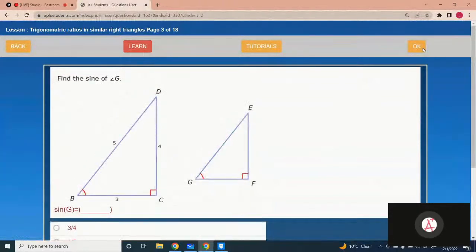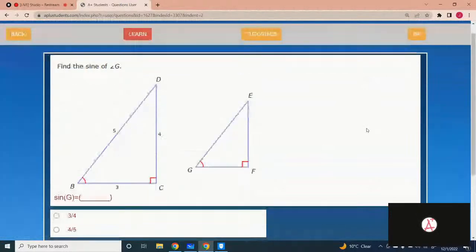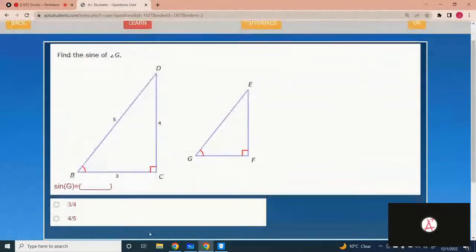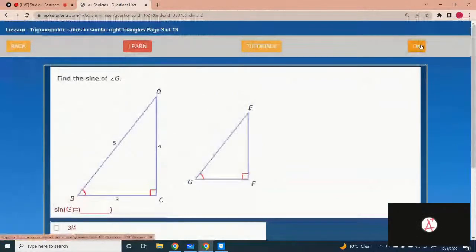Okay, the next one is sine of angle G. So sine of angle G is opposite divided by the hypotenuse. So according to angle G, the opposite is this one. So it would be 4 and hypotenuse is 5. So it would be 4 over 5. Got it? So just select the correct option and click on the OK button.